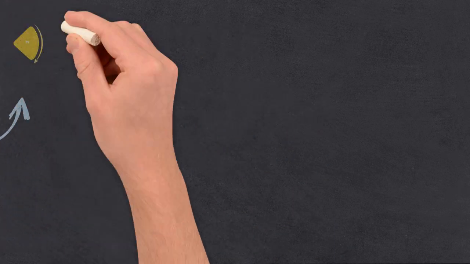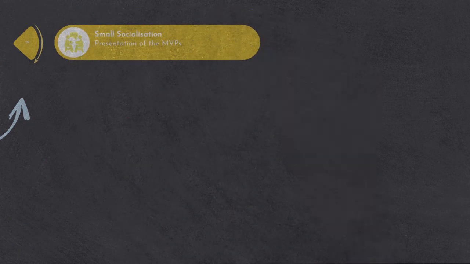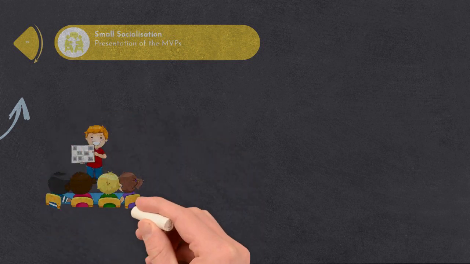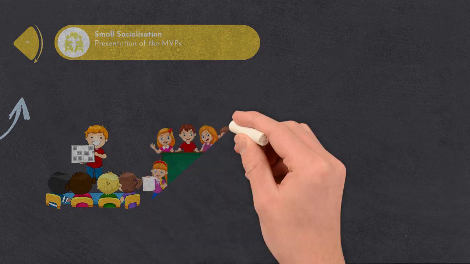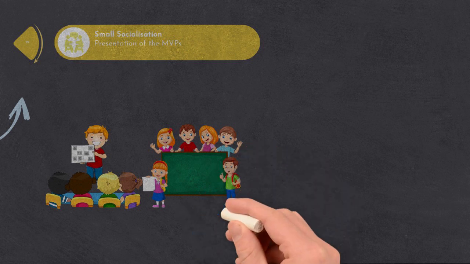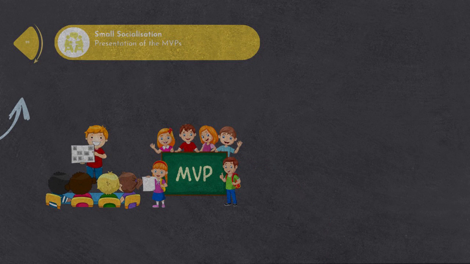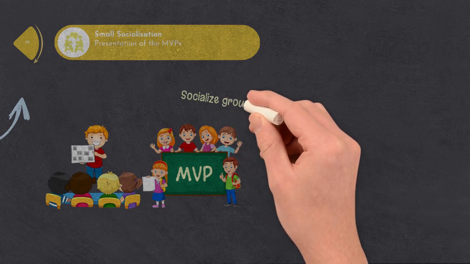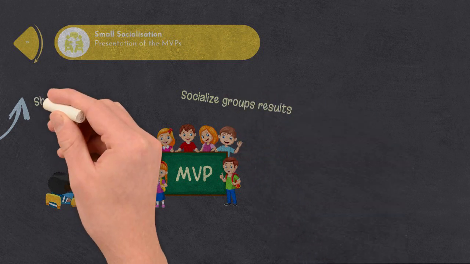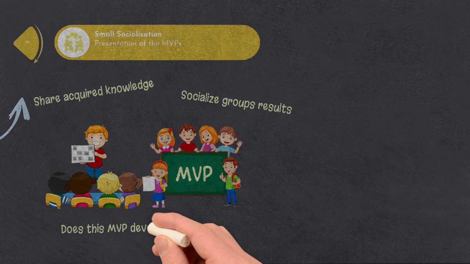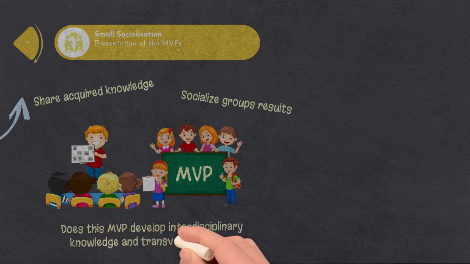Moment 2. Small socialization. Once you finish with the elaboration of the MVP, you must socialize your group's work with the rest of the class and use it in order to spread the knowledge you acquired to your classmates. The socialization is assessed subjectively, considering the quality criteria previously defined by students and taking into account the development of interdisciplinary knowledge. Here, you will have to socialize group results, share acquired knowledge, and ask yourself, does this MVP develop interdisciplinary knowledge and transversal abilities?